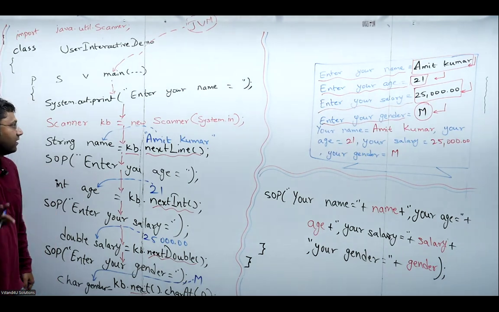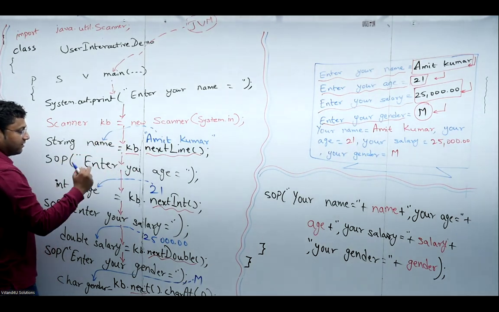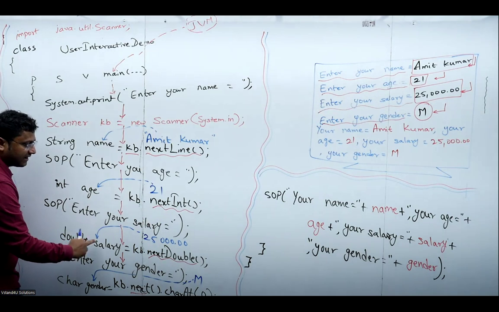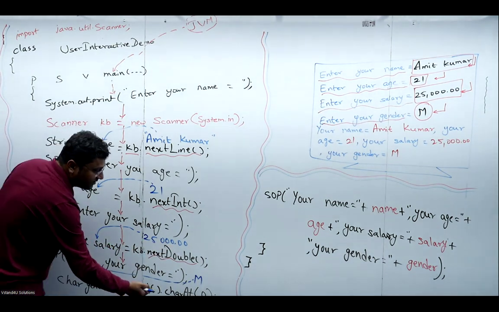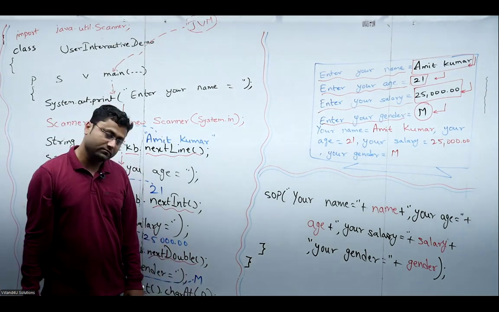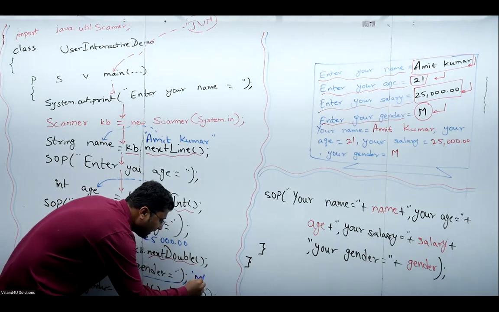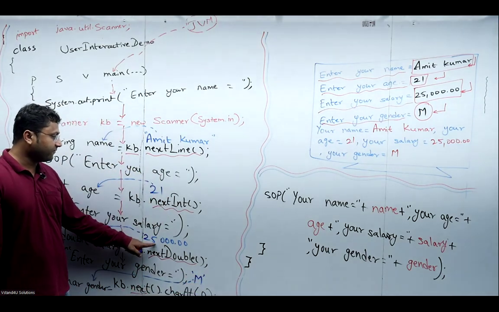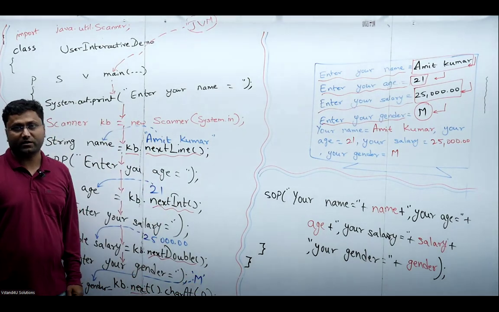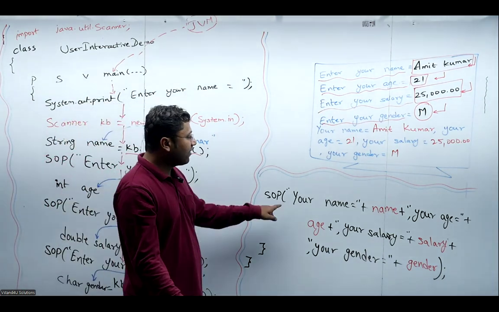Till here clear? Name has Amit Kumar. Age has 21. Salary has 25,000. Gender has M. Done? Yes, sir. Gender will be in character format. This is double format. This is integer format. This is string format. Done? Okay. Now I need to print all of them.